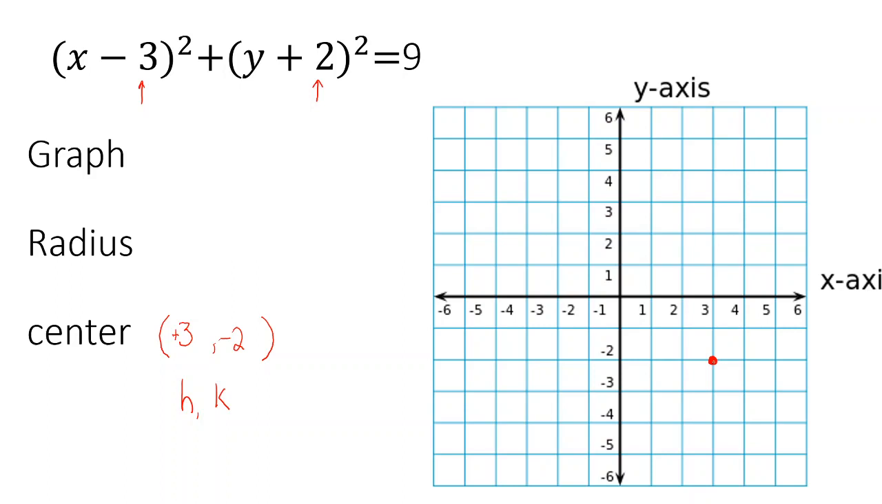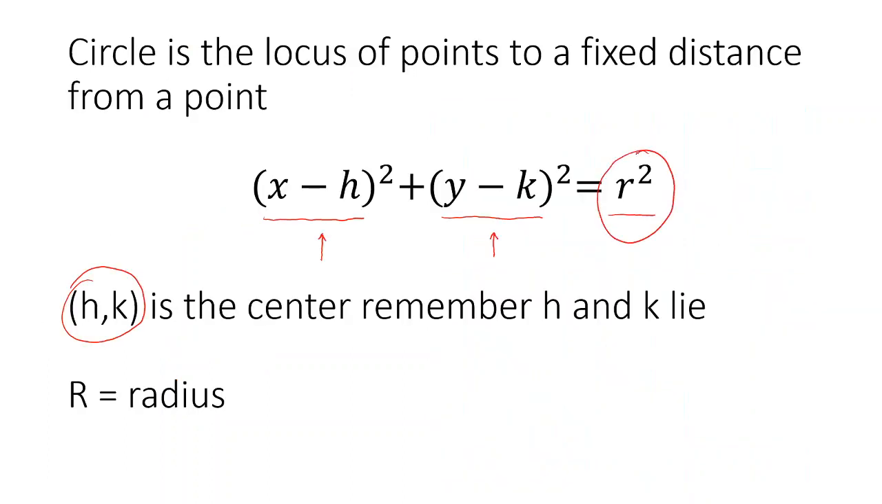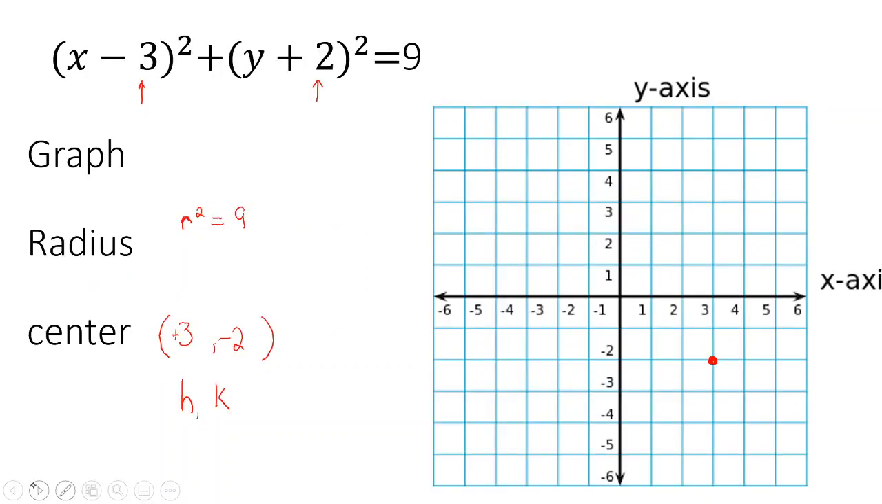I hope so. The next thing I want to look for is the radius. According to the equation I had on the last page, r squared is equal to 9. If you look back, it always equals r squared. That's very important. That's one of the things that can trip you up in this lesson.